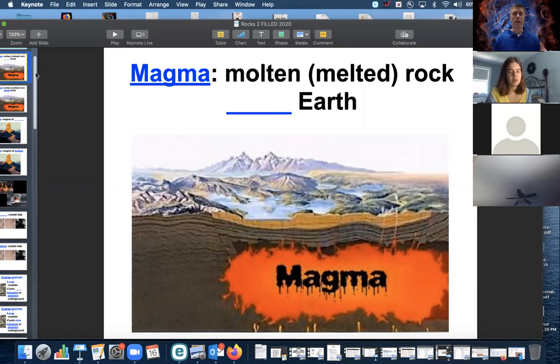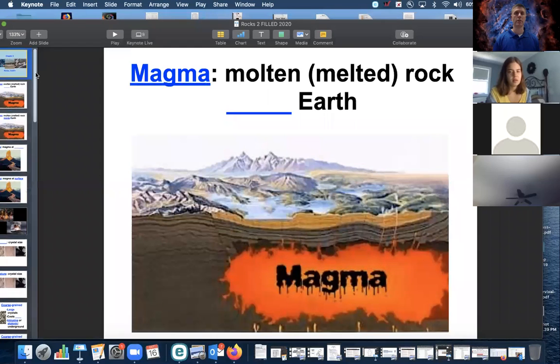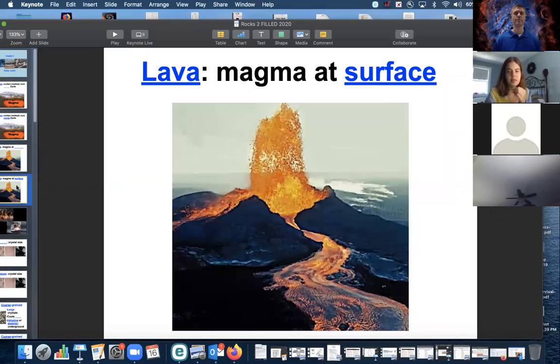Whenever that molten rock is underground, it is referred to as magma. That's the term when it's underground. So like in this picture, that would be a magma chamber that's underground. It's full of magma. When it reaches the surface, though, then the name changes to lava.